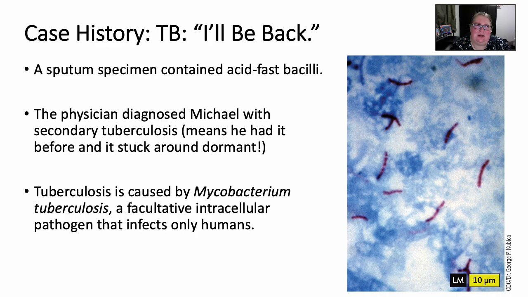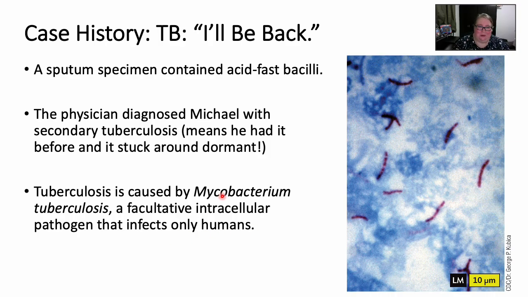When we have secondary tuberculosis, this means that Michael has had TB before, and it just wasn't all gotten rid of when he went through antibiotics. So it stuck around being dormant. A lot of times we also refer to this as latent tuberculosis. One of the reasons he was diagnosed with secondary tuberculosis is that when they were going through his symptoms, he remembered having the same symptoms a couple of years earlier, and it wasn't as bad as it is now. So it sounds like he had it before.